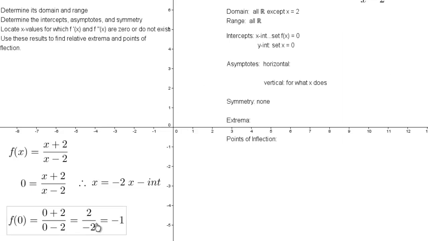We get the y-intercept where we set x equal to 0, so f of 0 is equal to 0 plus 2 over 0 minus 2, that's equal to negative 1. And notice I've plotted both the x-intercept and the y-intercept on this graph.